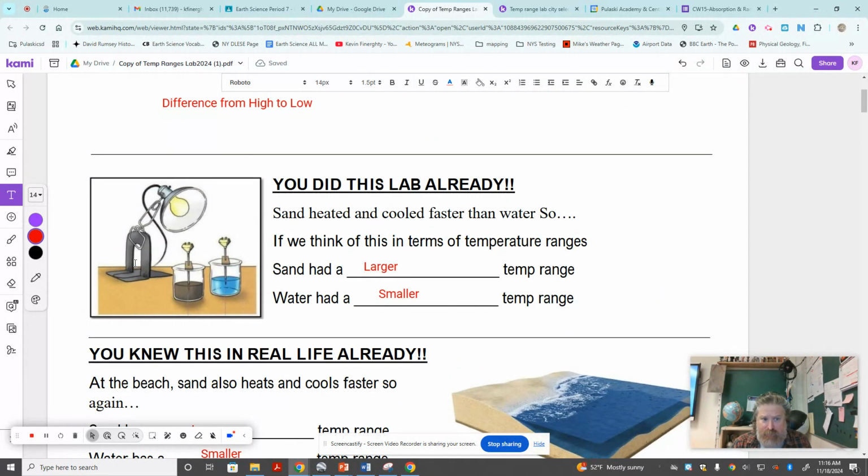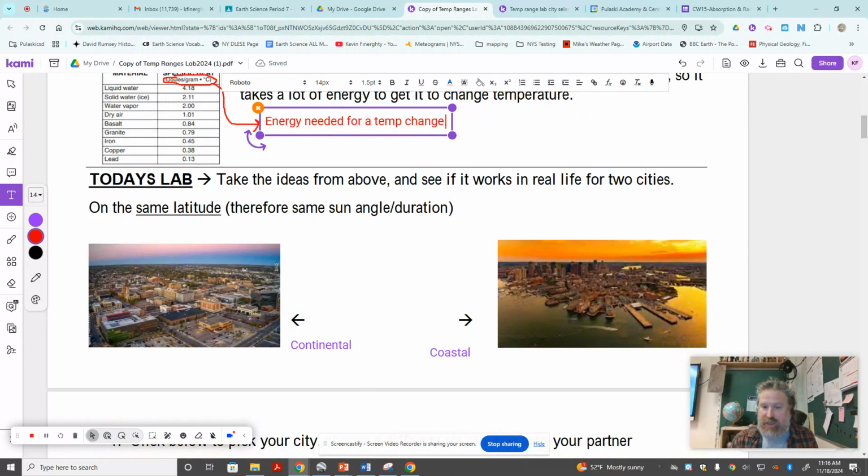Wrapping up, one of the important parts of this lab was controlling your variables, right? We wanted to make sure that each one of these two beakers was the same distance from the lamp so that they got the same amount of energy. So we put the same amount of energy into each, and we saw how they reacted differently to that amount of energy. So how can I control that with two cities in real life?